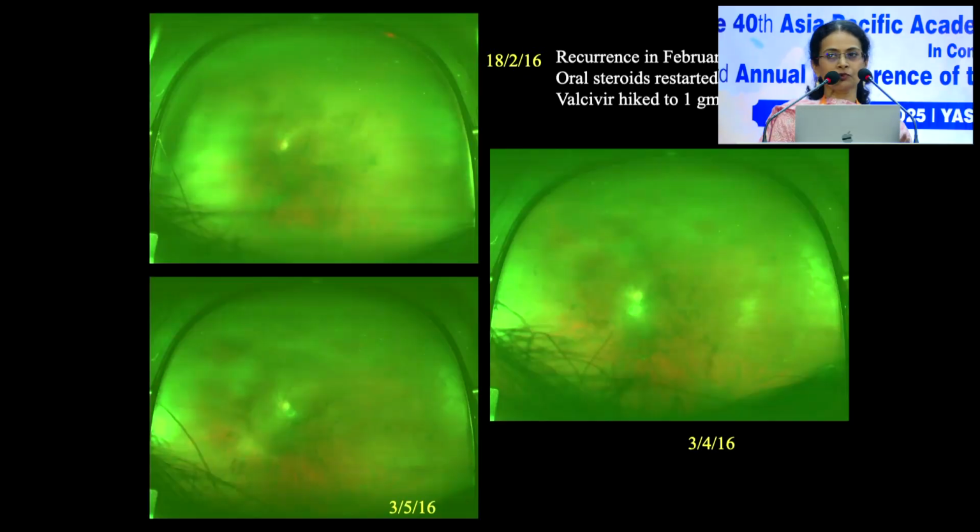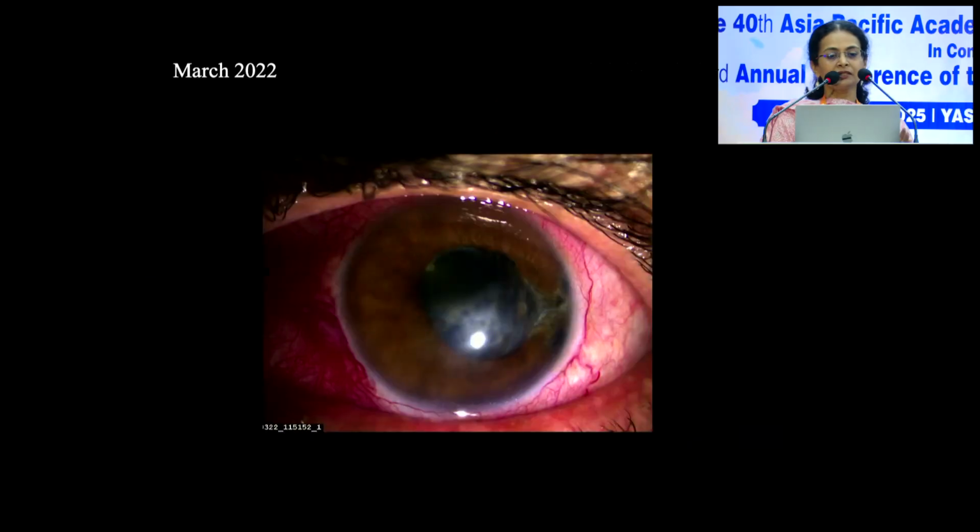He was lost to follow-up in 2017, and he came back in March 2022. So there was loss of follow-up because of the COVID, and we don't know whether COVID had a role because he had already developed a recurrence before COVID. So he comes back in March 2022.